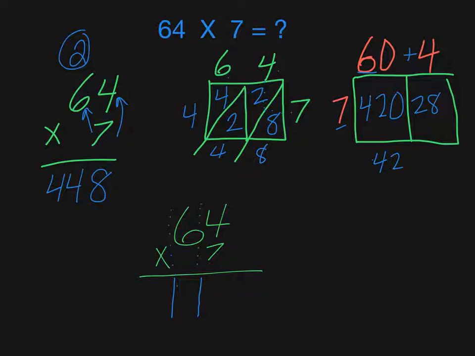Whoops, a little typo there. Let me go back. 420 plus 28 equals 448. I really like the organization of this method, but you do have to go through and add them up at the end. So some people kind of view that as a downfall.